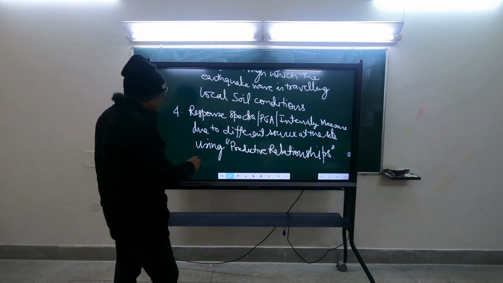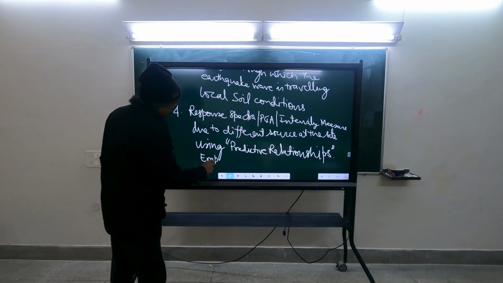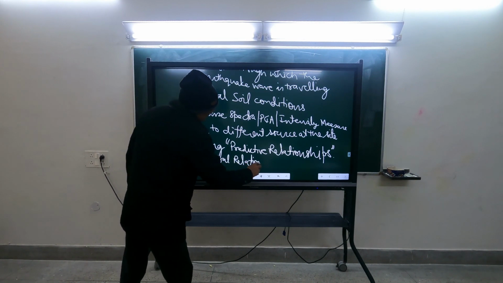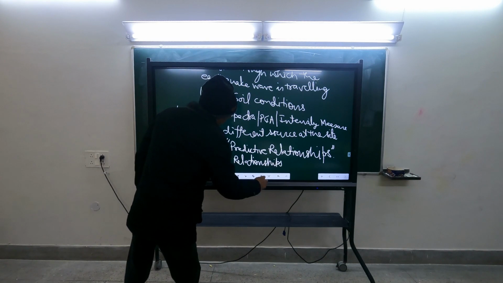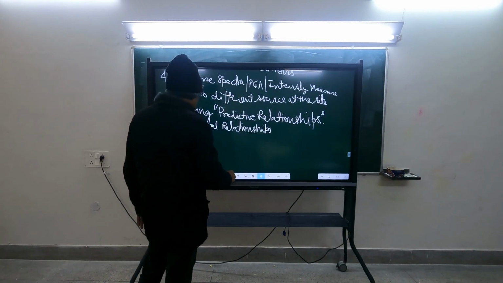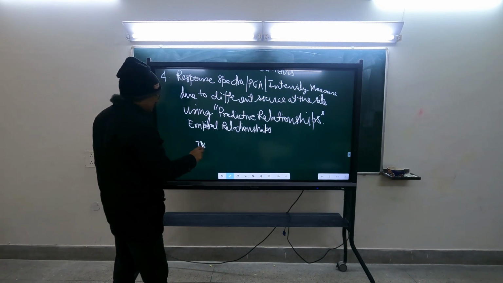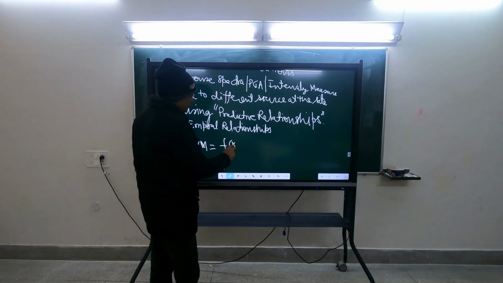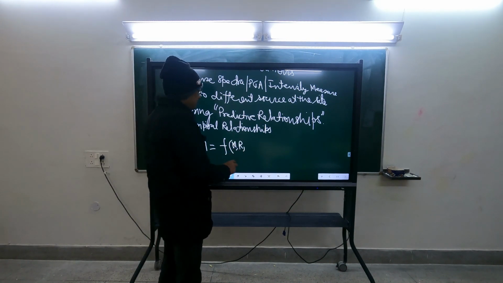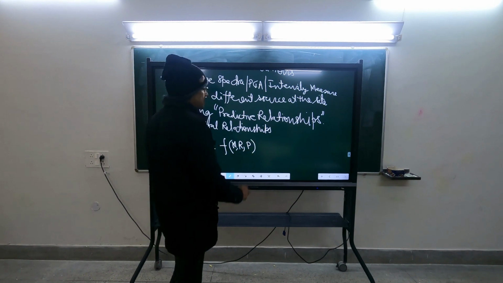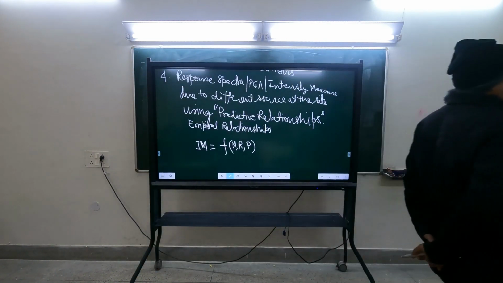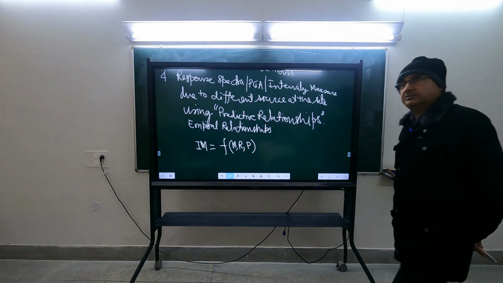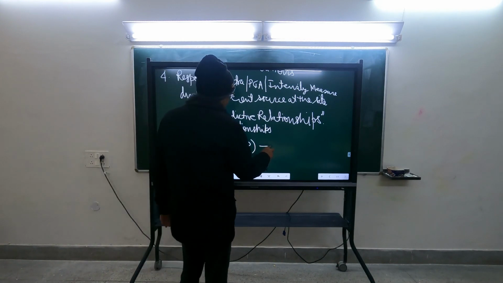What are these predictive relationships? These are empirical relationships between the intensity measure and the magnitude, the distance, and the path characteristics. How can we obtain such relationships? From past earthquakes.